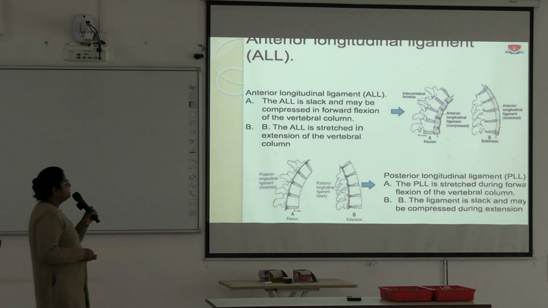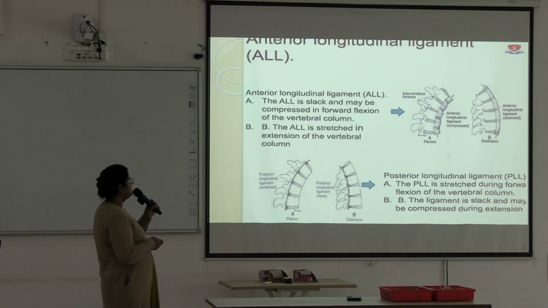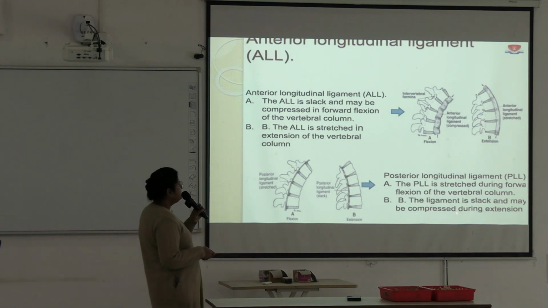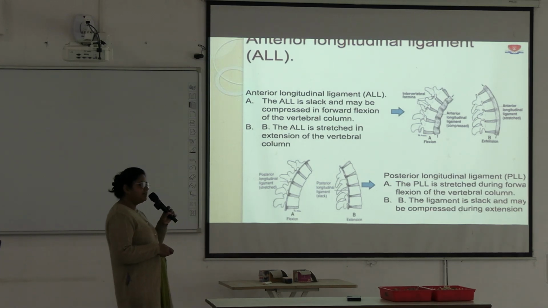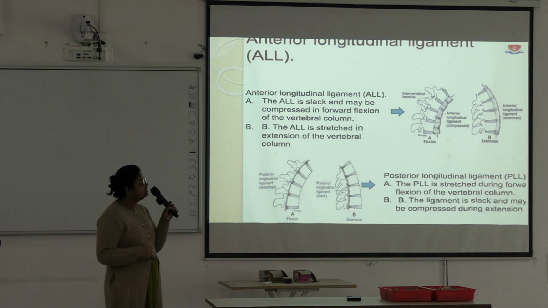Okay, and the posterior longitudinal ligament. See, this is the posterior longitudinal ligament. In flexion, it is stretched, and in extension, it is in a relaxed position or slack. The ligament is slack and may be compressed during extension, and the posterior longitudinal ligament is stretched during forward flexion of the vertebral column. Okay, you can understand from the picture.